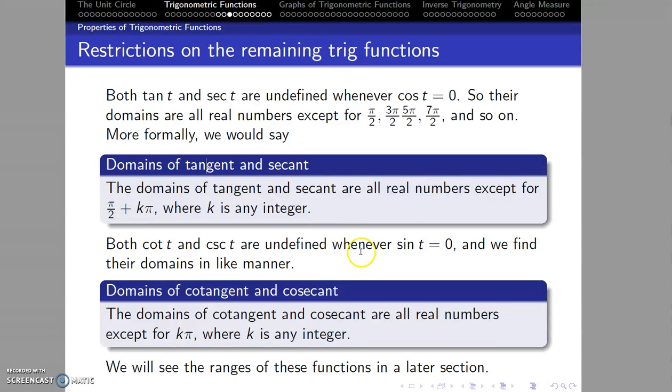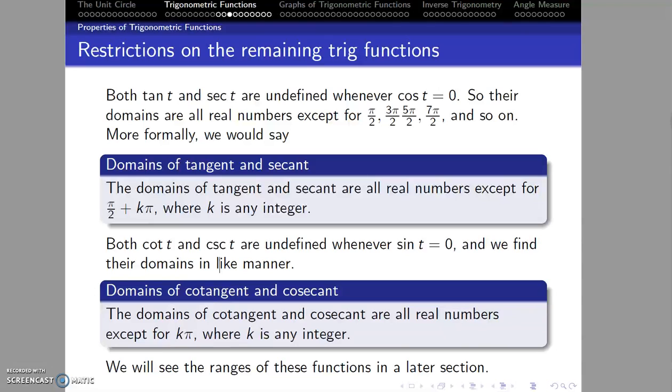Similarly, whenever sine is 0, you've got undefined cotangent and cosecant. And sine is 0 whenever you're looking at this point or this point, which happens at 0, pi, 2 pi, 3 pi, 4 pi, 5 pi, and also 0, negative pi, negative 2 pi, negative 3 pi, negative 4 pi. So for all of the integer multiples of pi, you have undefined cotangent and cosecant. So the domain is everything except for those integer multiples of pi. So everything except for k pi, where k is any integer. Just something to hold on to.